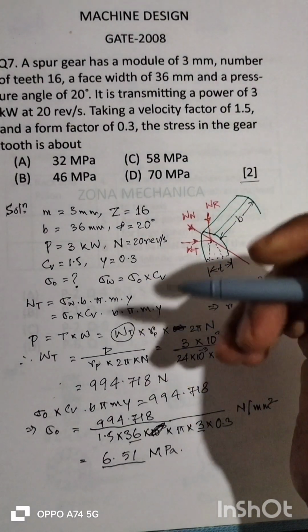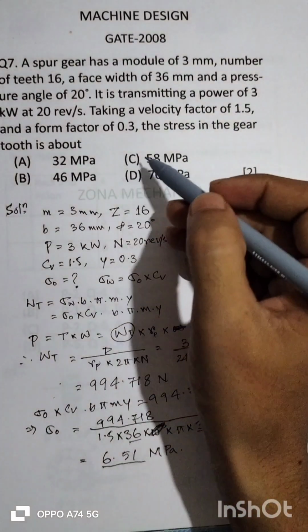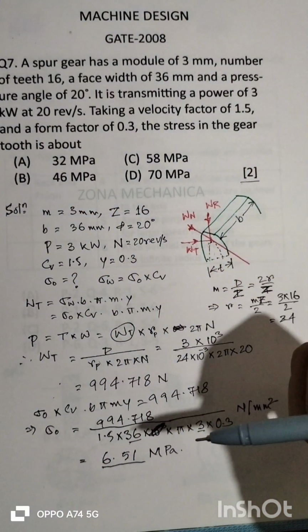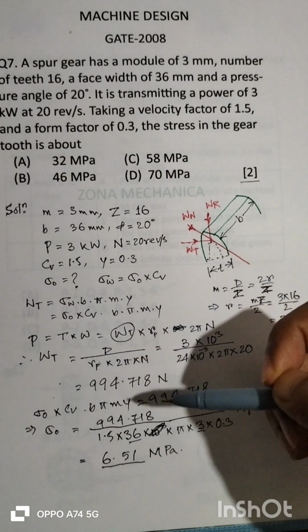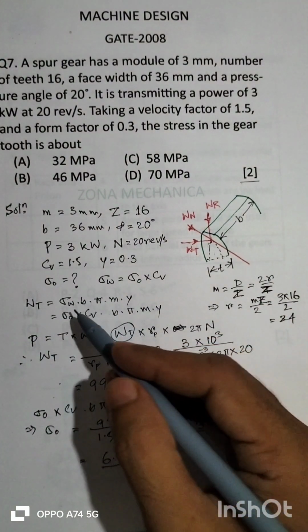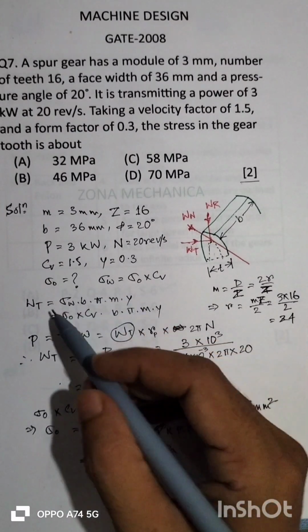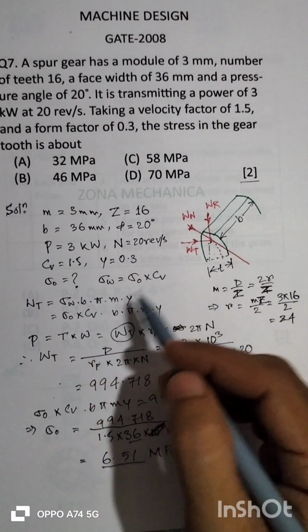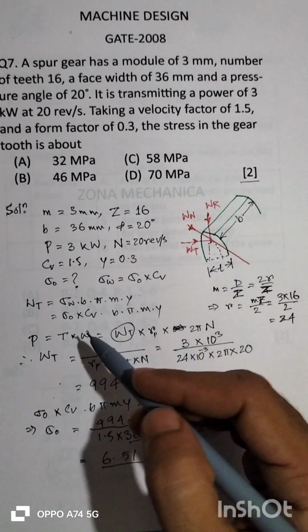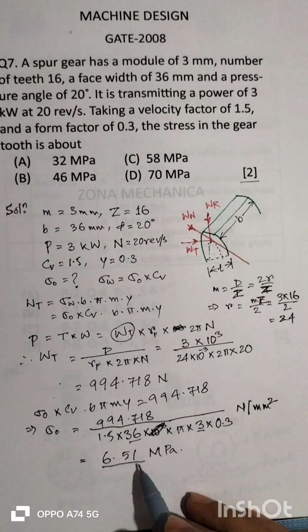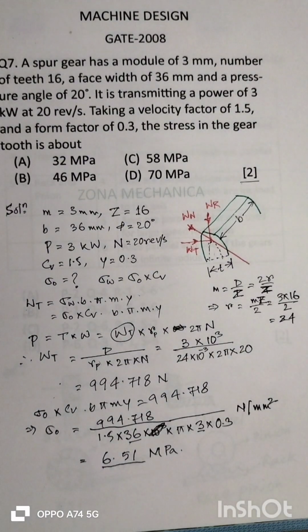See, this is not matching with any of the options given. Whatever it is, this is the process we can use to calculate the stress. If it is told to find the working stress, we directly put this formula if Cv is not given, but in this case Cv is given, so maybe they are asking for sigma 0, so we have calculated sigma 0. So this is the process actually. Hope you have understood the process.